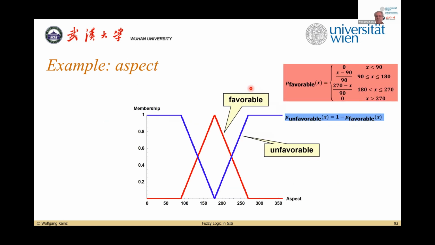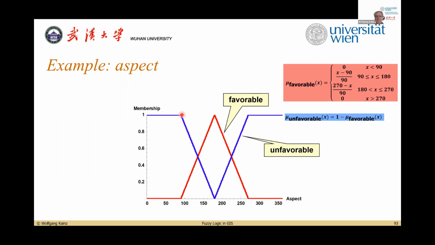Then we need fuzzy membership for favorable and unfavorable aspect. I define favorable aspect in such a way that, you know, the aspect is indicated in degrees from north. So 0 degree is north, 90 degrees is east, 180 degrees is south, 270 is west, and 360 is the same as 0, north. So I define here from north to east, meaning from 0 to 90.